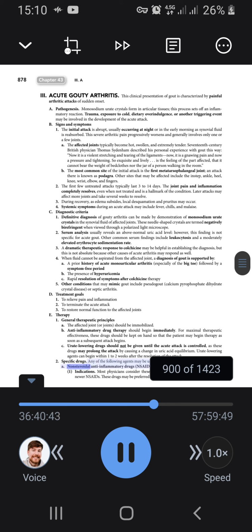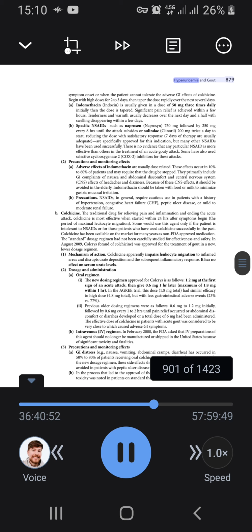A. Non-steroidal anti-inflammatory drugs. 1. Indications. Most physicians consider these drugs the agents of choice, especially the newer NSAIDs. These drugs may be preferred when treatment is delayed significantly after symptom onset, or when the patient cannot tolerate the adverse GI effects of colchicine. Begin with high doses for 2 to 3 days, then taper the dose rapidly over the next several days.